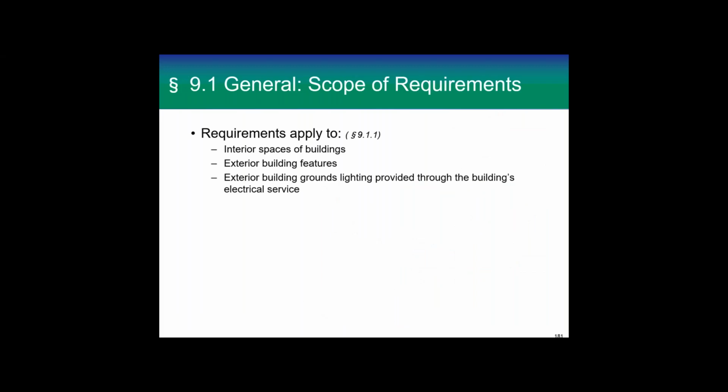Scope of requirements. We have interior spaces of buildings, we have exterior building features, and we have exterior grounds lighting provided through the building's electrical service. So this has always been a problem, for parking lights and things like that, especially because we regulate through that building's electrical service. We try to go along with construction and permitting and everything. So if you've got another electrical service that doesn't serve the building, then you can avoid some of the requirements.